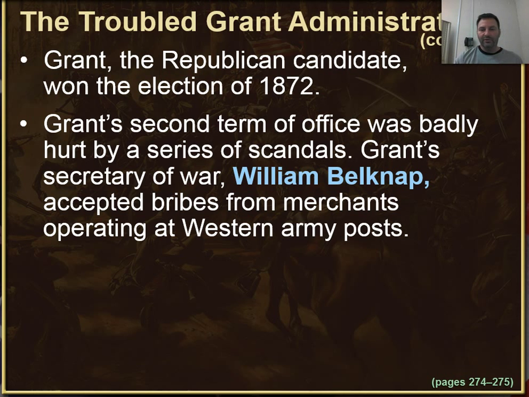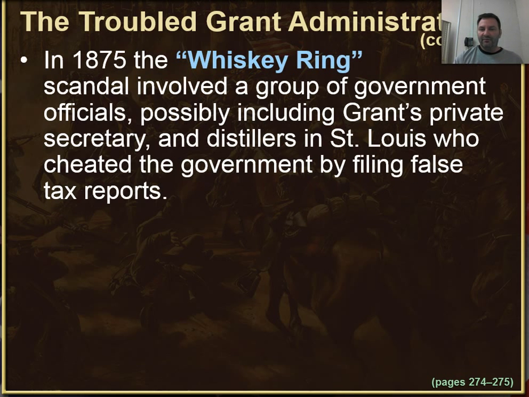Grant's Secretary of War, William Belknap, accepted bribes from merchants operating Western Army outposts. And in 1875, the Whiskey Ring scandal involved a group of government officials, possibly including Grant's private secretary, and distillers in St. Louis, who cheated the government by filing false tax reports.